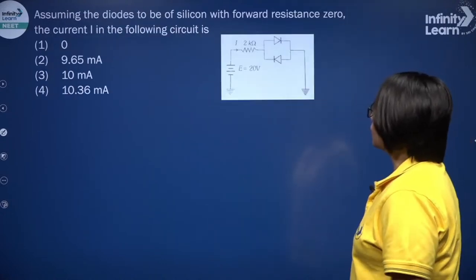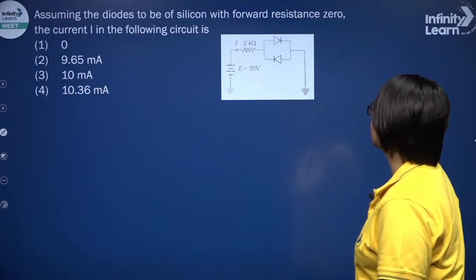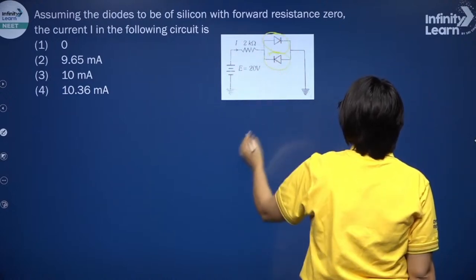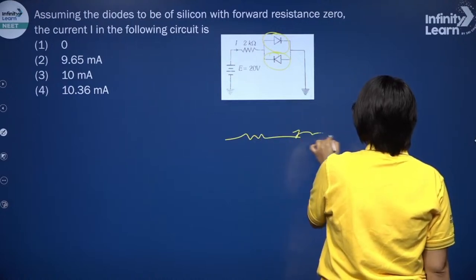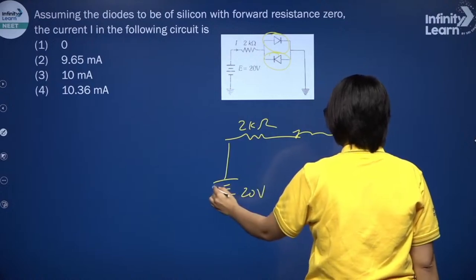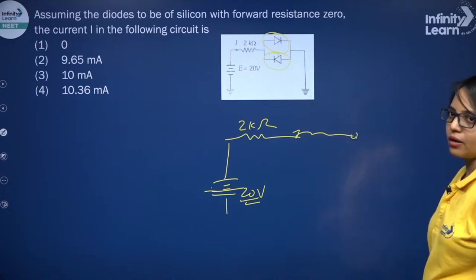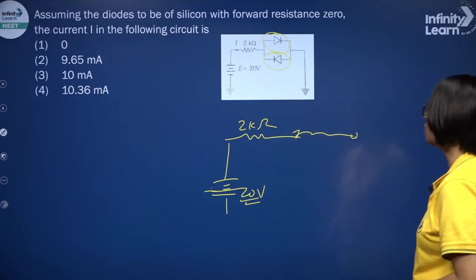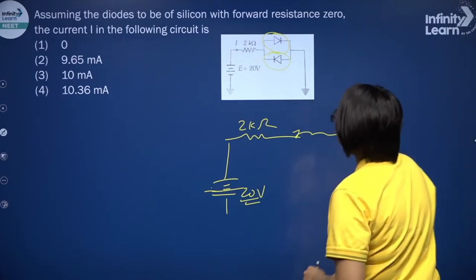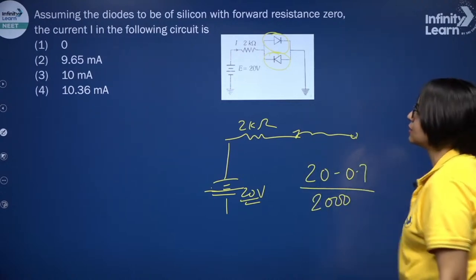Next is this one. Assuming the diodes to be silicon with forward bias zero resistance, the current I in the following circuit is. Okay, so this is forward bias, this is reverse bias. This is a forward bias diode with zero resistance. This is 2 kilo ohm and this will be 20 volt. So basically, current will be V upon R equivalent. V over here is 20 volt minus the potential barrier of the silicon diode, which is 0.7 volts. So this will be 20 minus 0.7 divided by 2000 ohms.